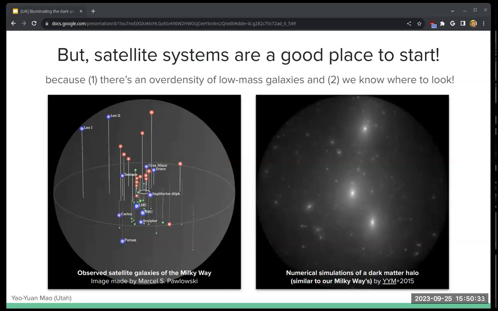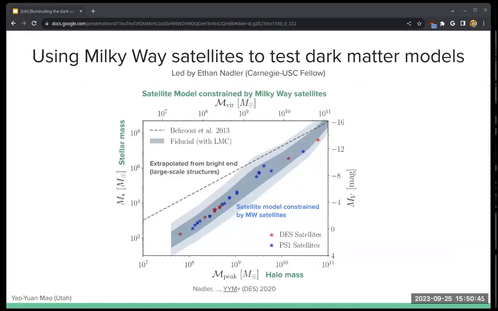And that will also resolve the smaller galaxies. So actually, both in terms of observation and simulation, it's a good idea to go to satellite systems to find these small galaxies. In the Milky Way, for example, we have been using this method to find the satellite galaxies in the Milky Way and try to derive constraints on dark matter properties.